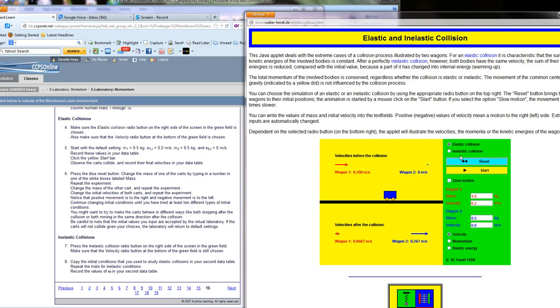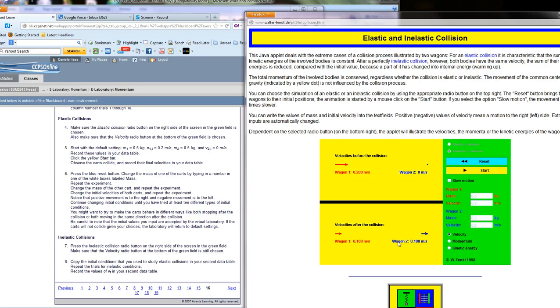Now, in the second part of the experiment, we're going to go to the inelastic collision, and you are going to take it back to your default settings, which you'll probably need to put in there for the first one. And once we start this one, notice we have it set on elastic collision and velocity still. We'll notice that the carts stick together. Notice that the velocities after the collision are both the same.